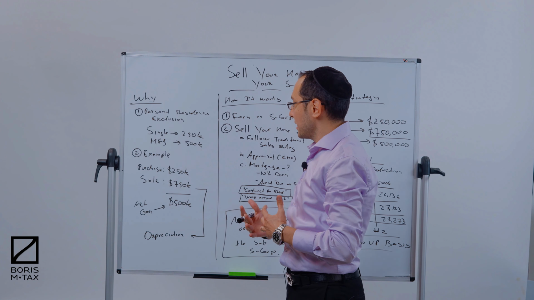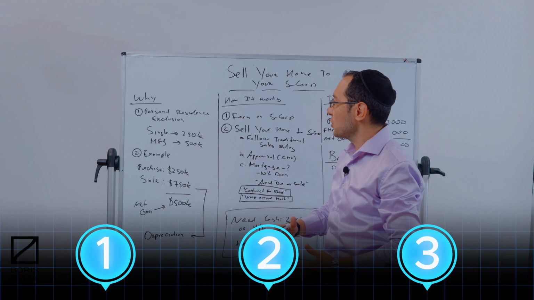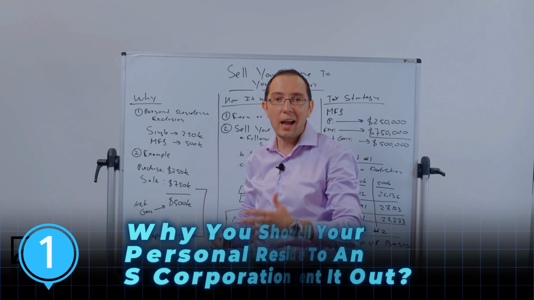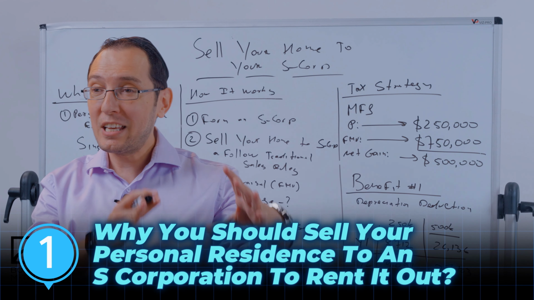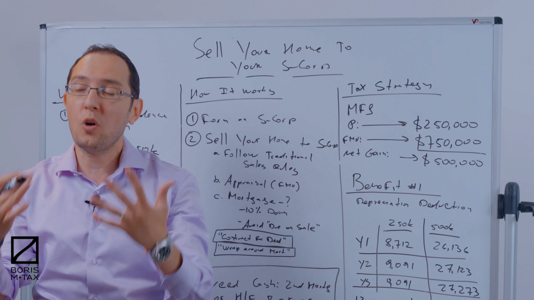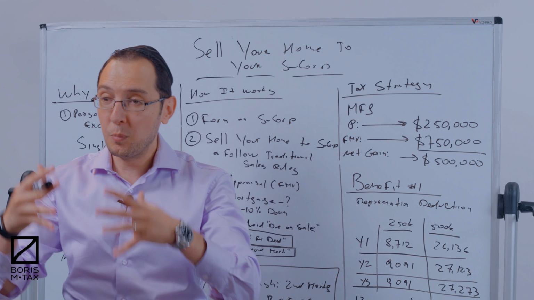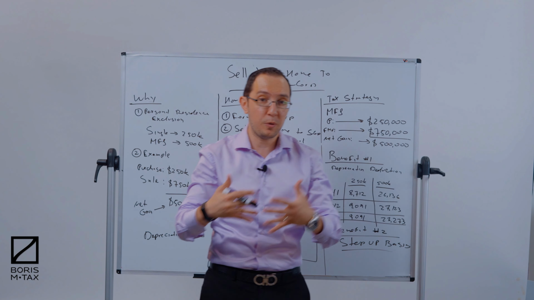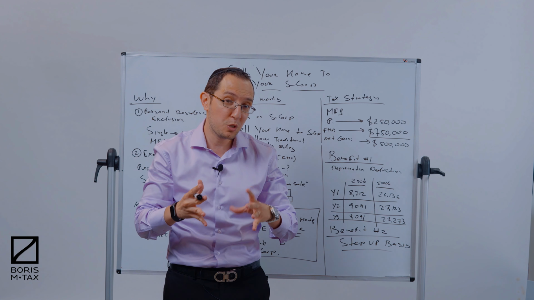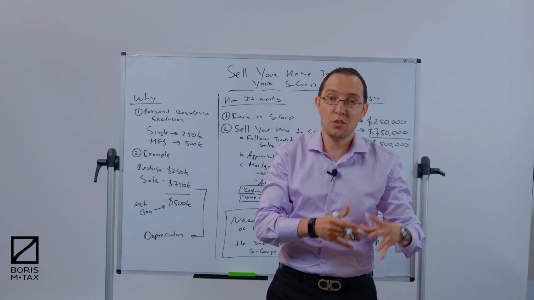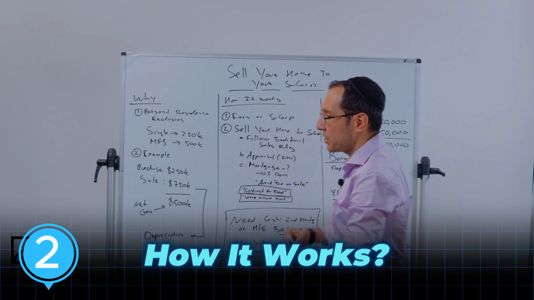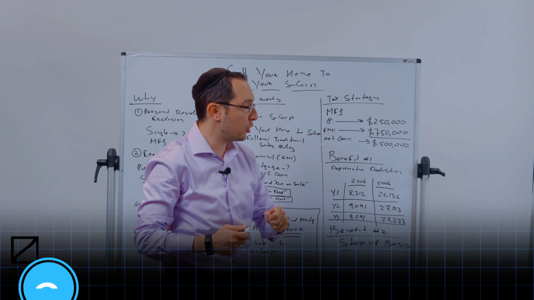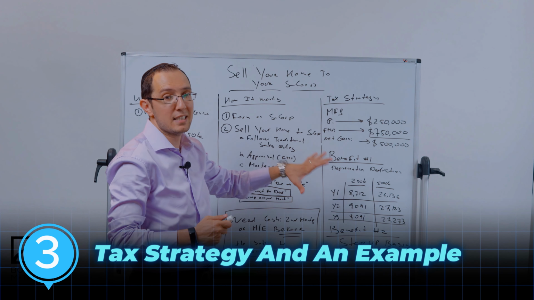Now, the way we're going to break this down is into 3 easy steps. First of all, we're going to try to understand why you should sell your personal residence to an S-Corporation to rent it out. Again, I'm talking about the case where you want to move into a new home and you want to rent your personal residence, but what we want to do is put it into an S-Corporation and rent it out of there. So we're going to talk about why, we're going to talk about how it works, and then, most importantly, we're going to talk about a tax strategy and an example.